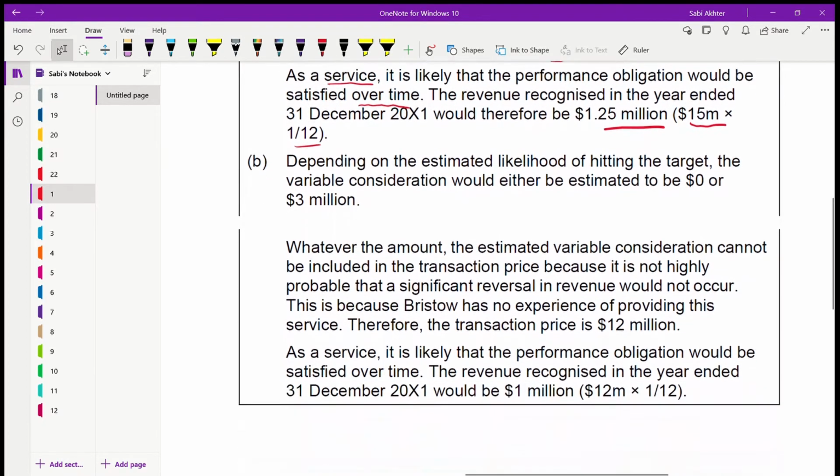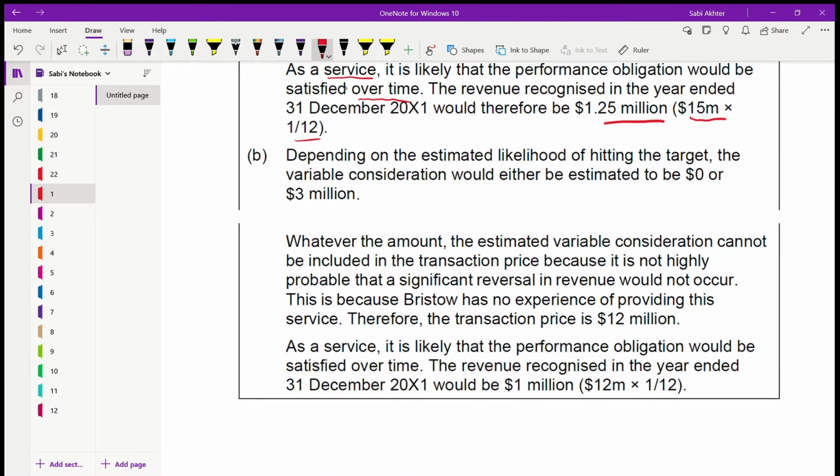Now, whatever the amount estimated, variable consideration cannot be included. So this cannot be included in the transaction price, because it is not probable that a significant reversal in revenue would not occur. This is because the business has no experience of providing these services. They do not have experience, so the probability is also less. So this is the transaction price and this only will be divided by 12. So now it will be 1 million. This is the revenue recognized.